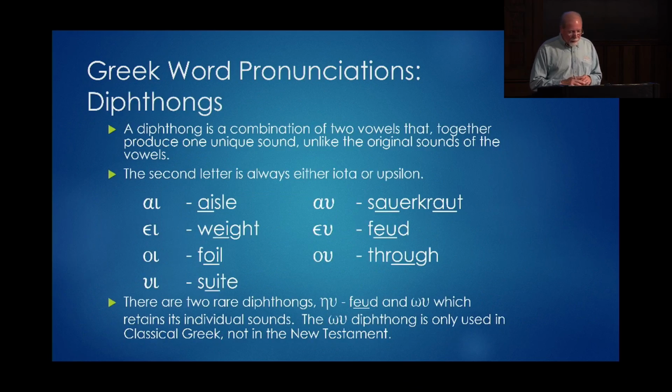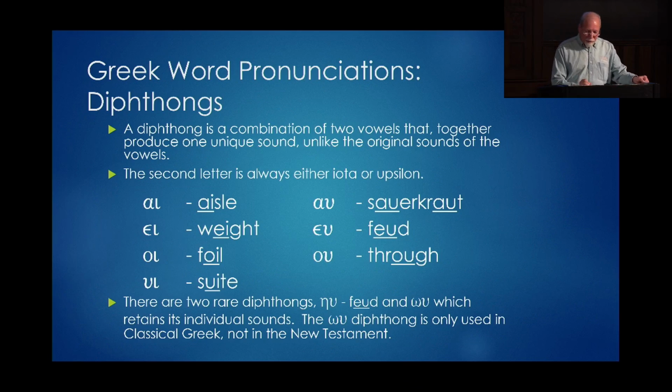Diphthongs. A diphthong is a combination of two letters, or two vowels, more specifically, that together produce one unique sound, unlike the original sounds of the vowels. The second letter is always either an iota or upsilon. So you have two vowels. The second one is going to be iota or upsilon. That's the diphthong. And so if you can remember these English helping words, it'll really help you out.